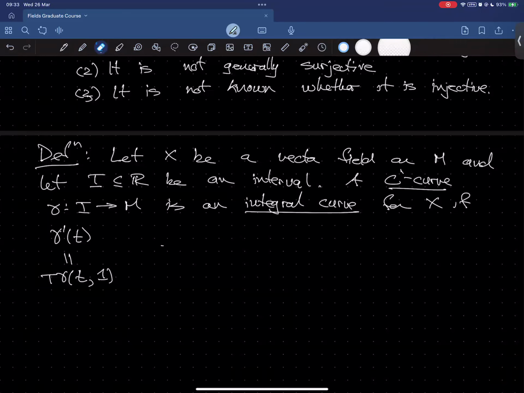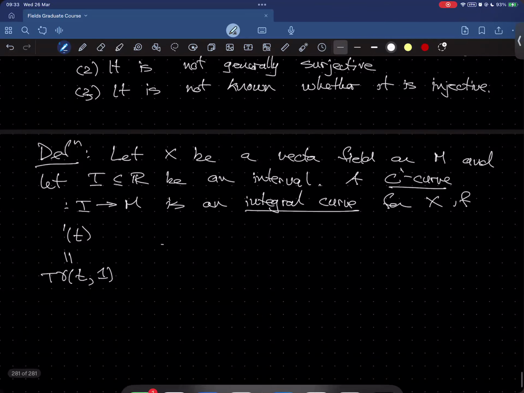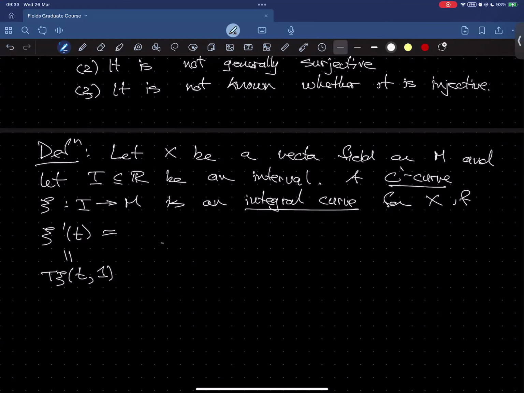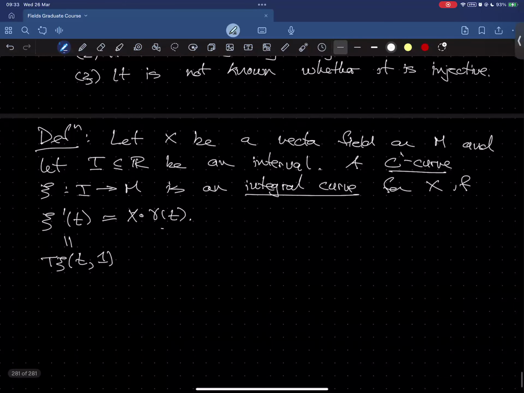Oh, and sorry, just to be consistent with the rest of my life, I usually write curves as gamma, but integral curves I write as C. And so the definition of integral curve means that this is X composed with C at t. All right, so we have this notion of an integral curve.